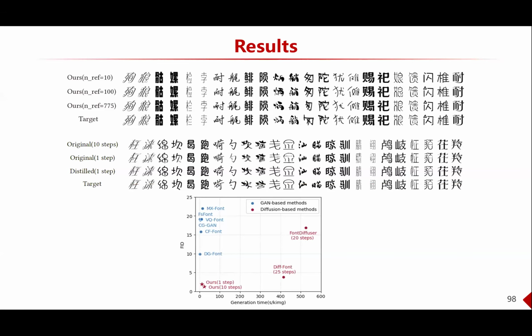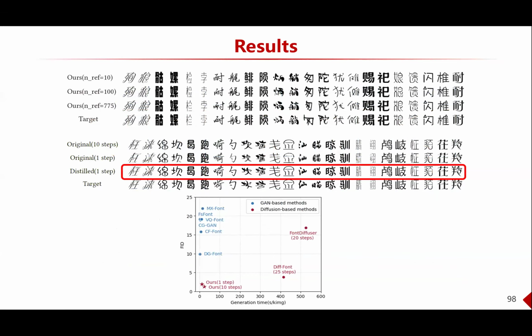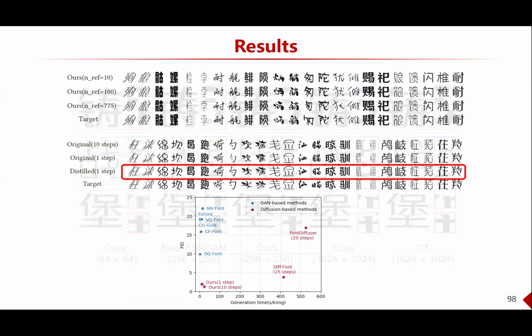We can see that our proposed method performs considerably well when only 10 reference grid images are fed into the model. Moreover, our one-step distilled model can still faithfully mimic the output of the multi-step teacher model. While the teacher model does not produce valid results in one-step sampling, our student model can do that, proving the effectiveness of our design.